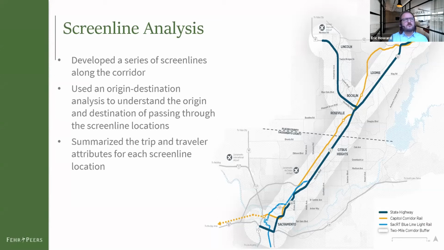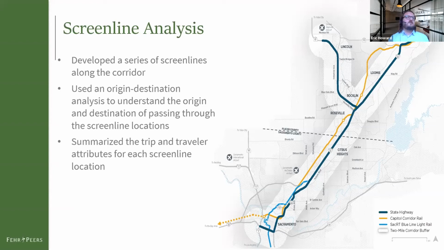So we basically drew lines at multiple locations throughout the corridor and then produced summary information on travelers and trips that pass through those different locations. We used the OD analysis from StreetLight again to understand the origins and destinations of trips passing through those Screenline locations on the corridor. And then we used the enhanced trip and traveler attribute information to get an idea not only where the travelers on the corridor were coming from and going to, but also some socio-demographic characteristics and some trip details as far as trip purpose and trip length for travelers along the corridor.